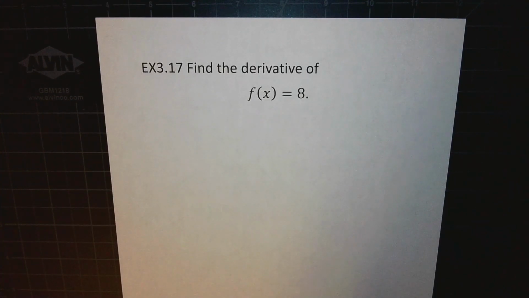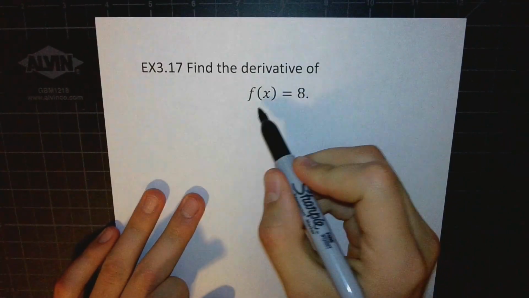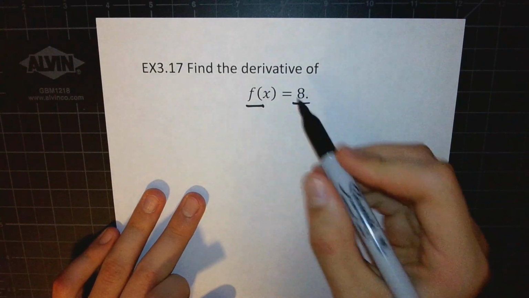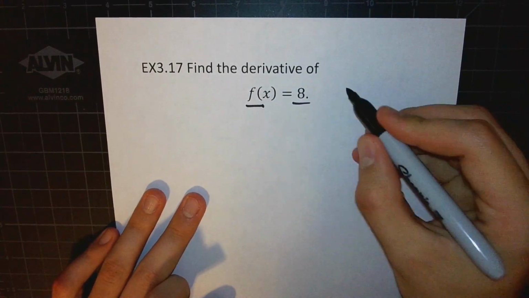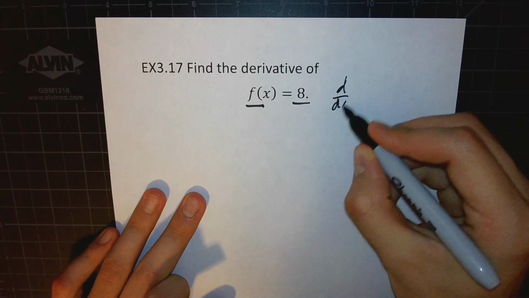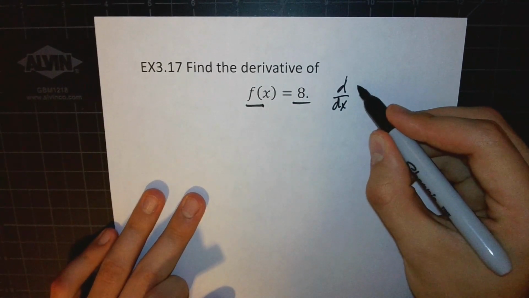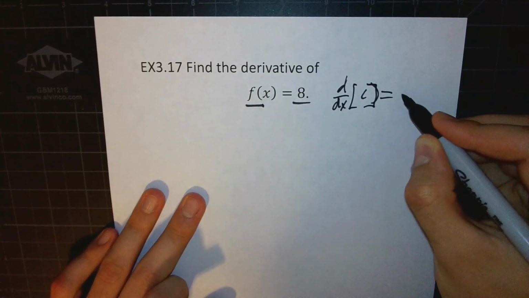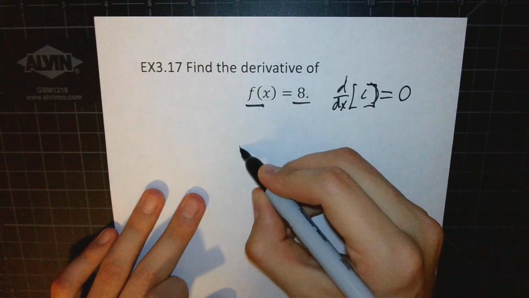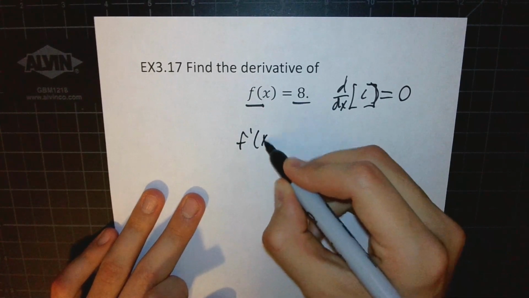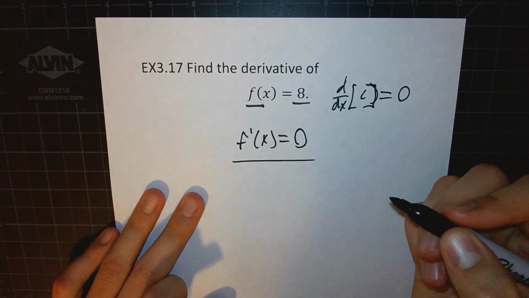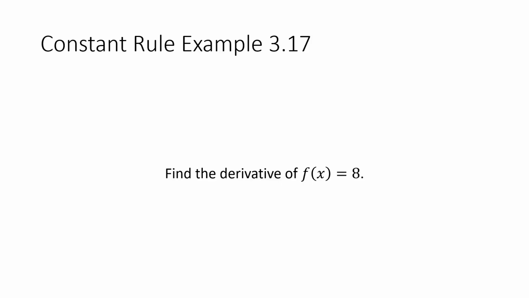All right, so this is our constant rule example. As we see here, f of x is always constant at the value of 8. So we know that d/dx of any constant is equal to 0. So f prime of x is simply equal to 0. That's our answer. All right, now we're back, moving on.